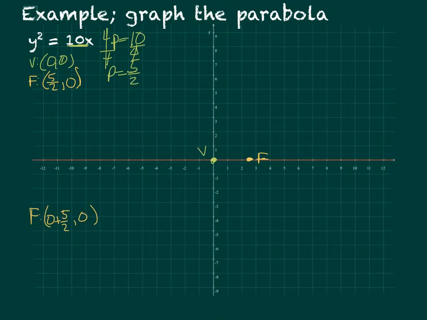Okay, so now the next thing I want to do is to graph my directrix. Well, my focus is out 5 halves here, and that's my P distance. So my directrix is going to be out 5 halves. And this is going to be my P distance as well. So the directrix is going to be x equals my h minus my p. So that's negative 5 halves. And then I'm going to just draw a dashed line for that.